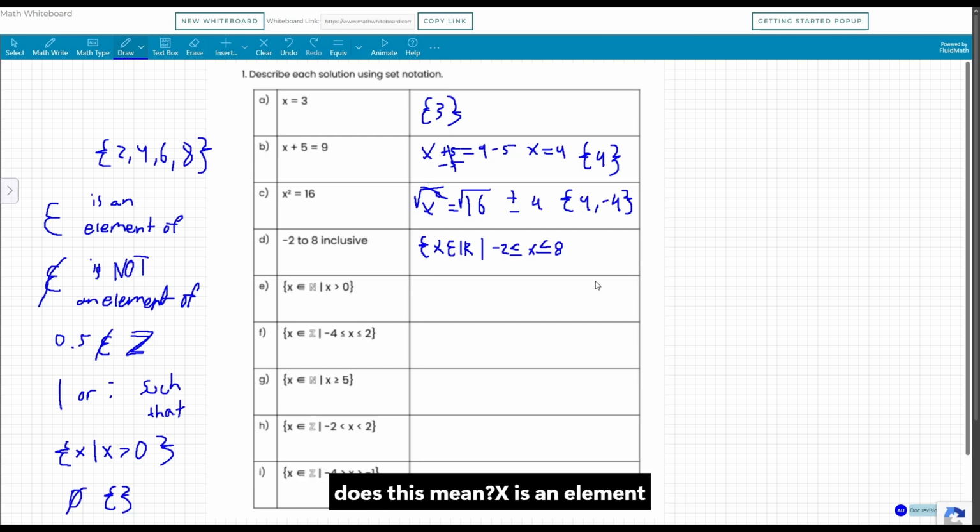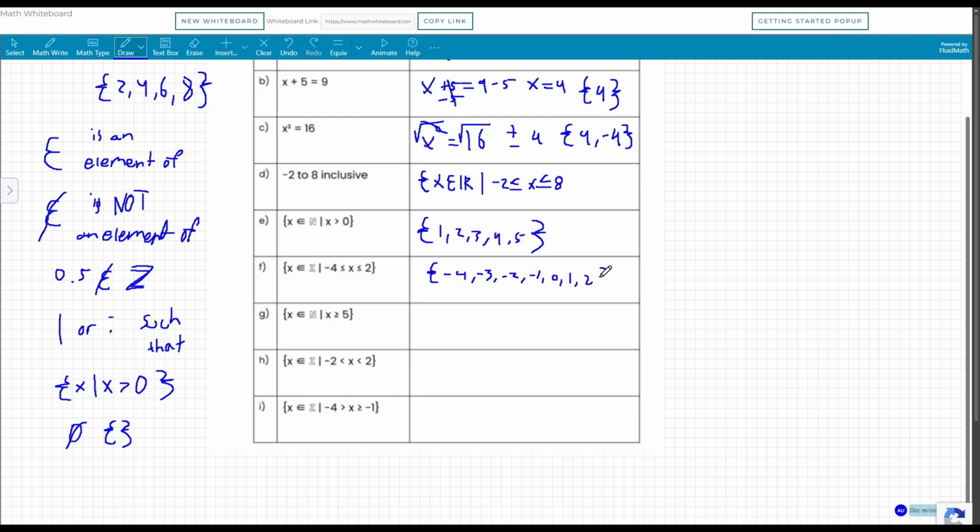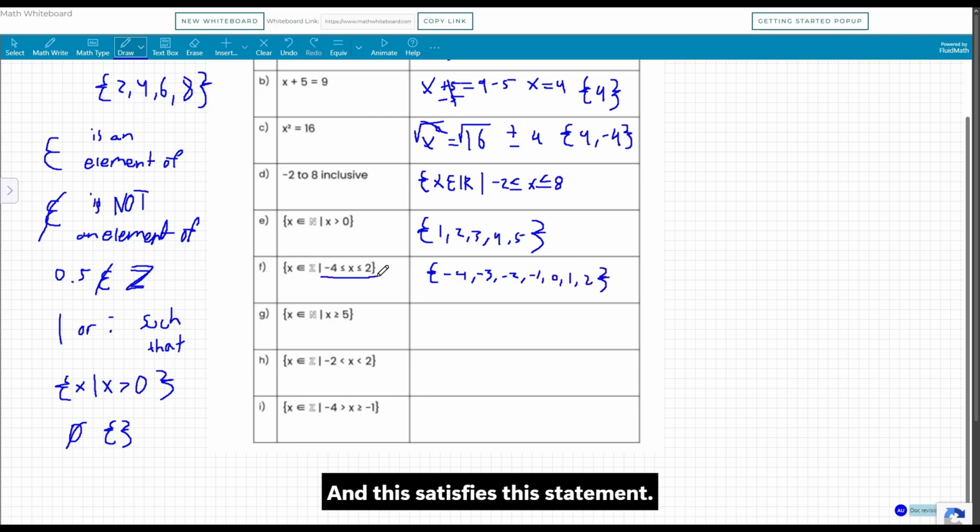Now, what does this mean? X is an element of natural numbers. So x can be any natural number except for 0, because x here is greater than 0. So we can put the set notation as just 1, 2, 3, 4, 5. And here, x is an element of integers. So the numbers have to be greater or equal to negative 4, but less than or equal to 2. So this set would be negative 4, negative 3, negative 2, negative 1, 0, 1, 2. And this satisfies this statement.